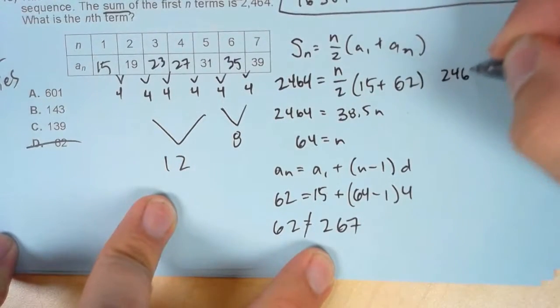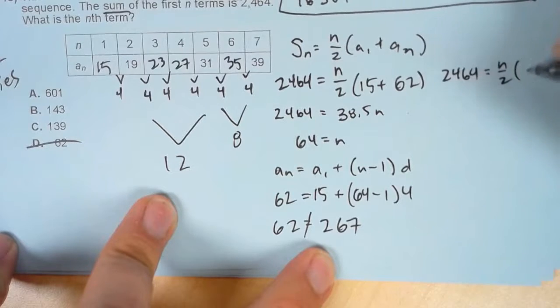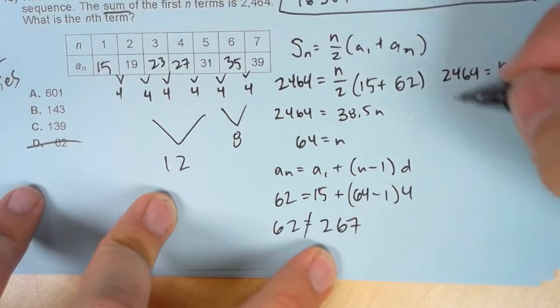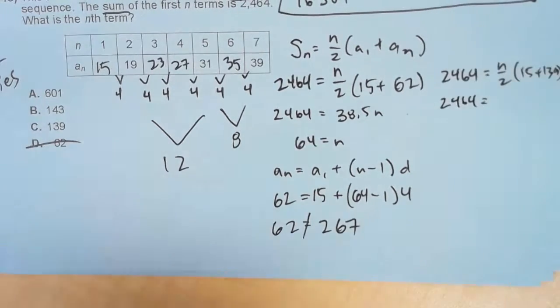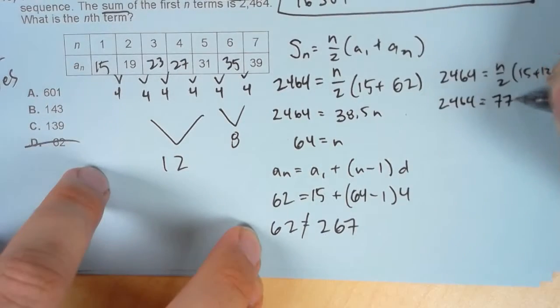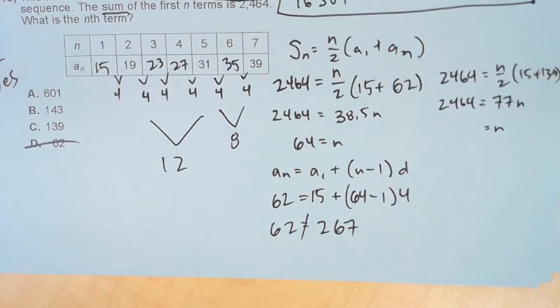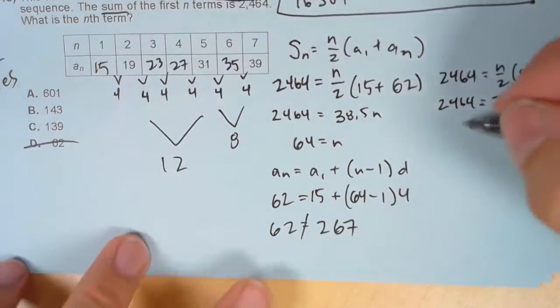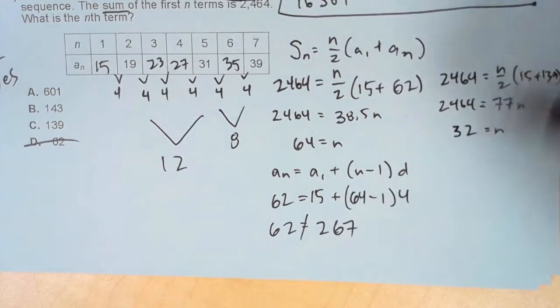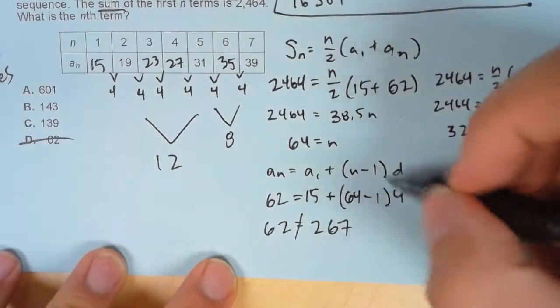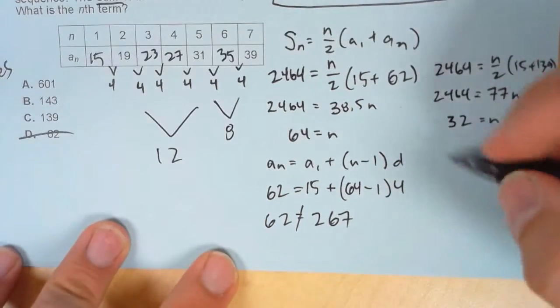So 2464 equals n over 2 times 15 plus 139. So we're going to get 2464 equals, okay, 15 plus 139 is 154. Divide by 2 to take care of this division. We get 77n. So to get n by itself, we're going to divide both sides. 2464 divided by 77 is 32. So that says it's the 32nd term if we use 139. So let's plug it into our other equation, see if it makes a true statement.